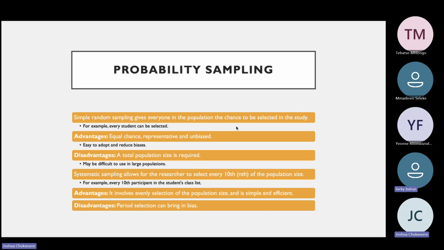Okay, so in this case, probability sampling has different types, and here we say one of them is what? Simple random sampling. Who can explain to us what we mean by simple random sampling?